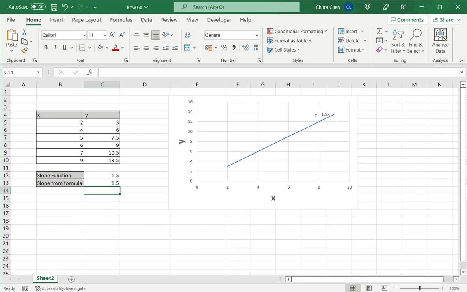So these are three ways in which to find the slope of a graph in Excel. Please read the appended article for more information.